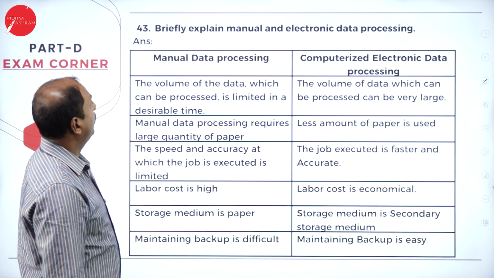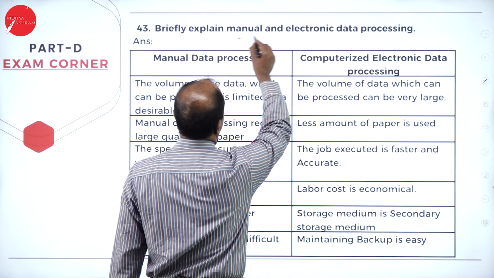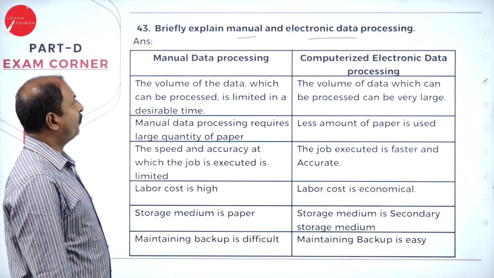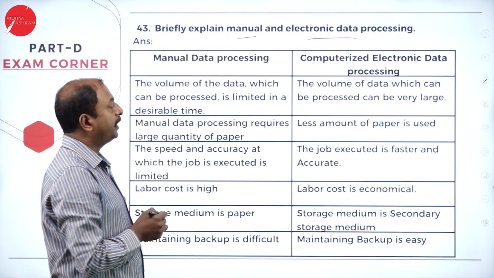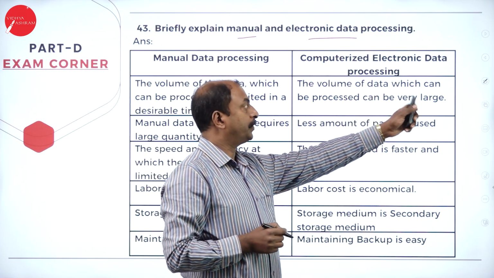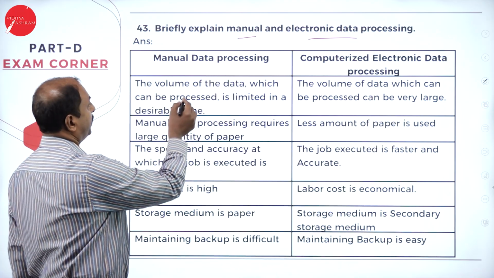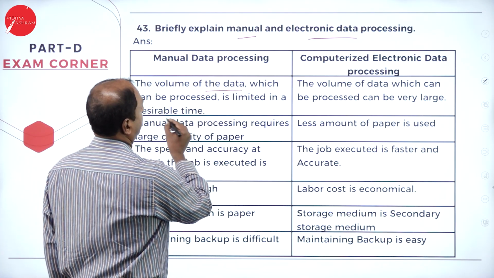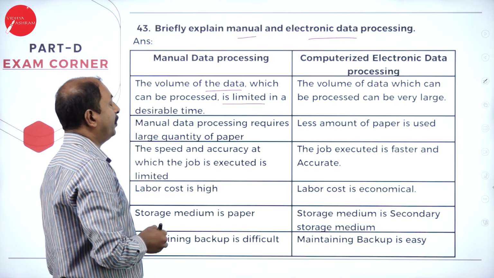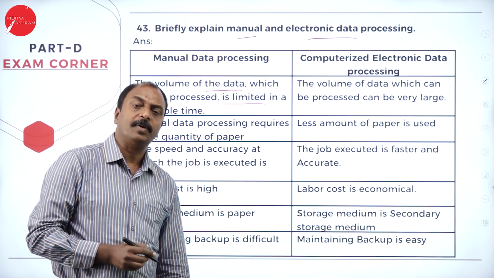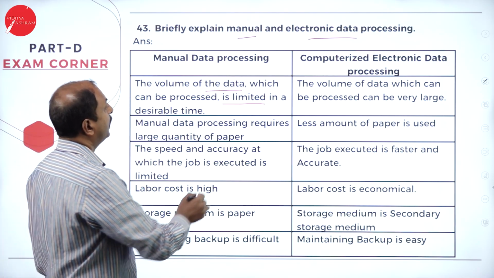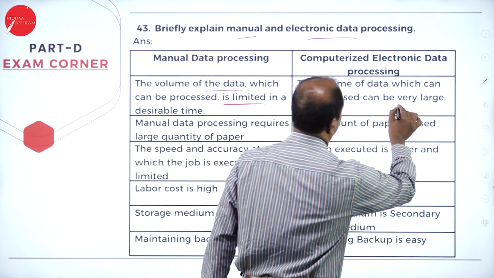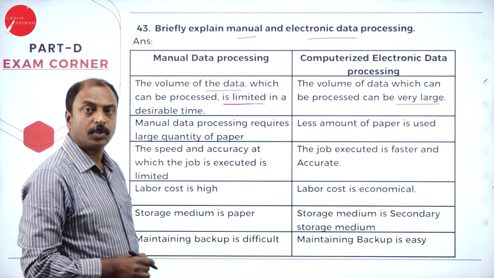Next question is, briefly explain manual and electronic data processing. It is a 5 marks question. Here, the first one is manual data processing, and the next one is computerized data processing. In manual data processing, the volume of data that can be processed is limited, because it is manual, meaning all the processing is carried out by human beings or the user. With computers, a computer can process a very large amount of data.